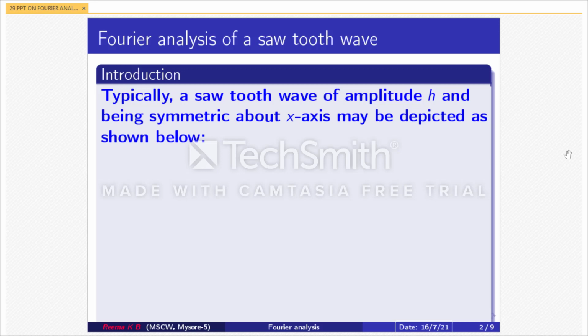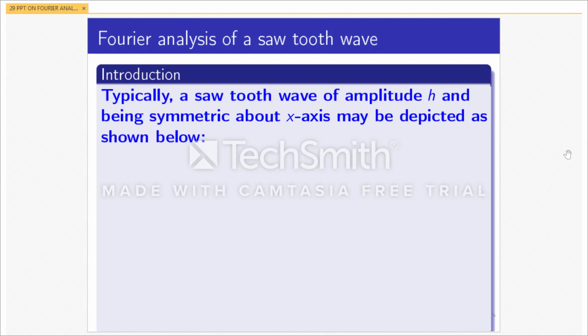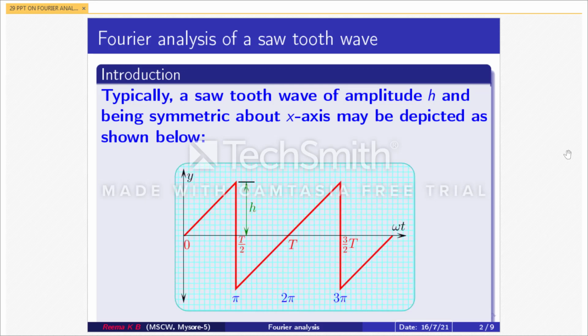Introduction. Typically, a sawtooth wave of amplitude h and being symmetric about the x-axis may be depicted as shown below. Omega t is taken along the x-axis and h represents the height along the y-axis.